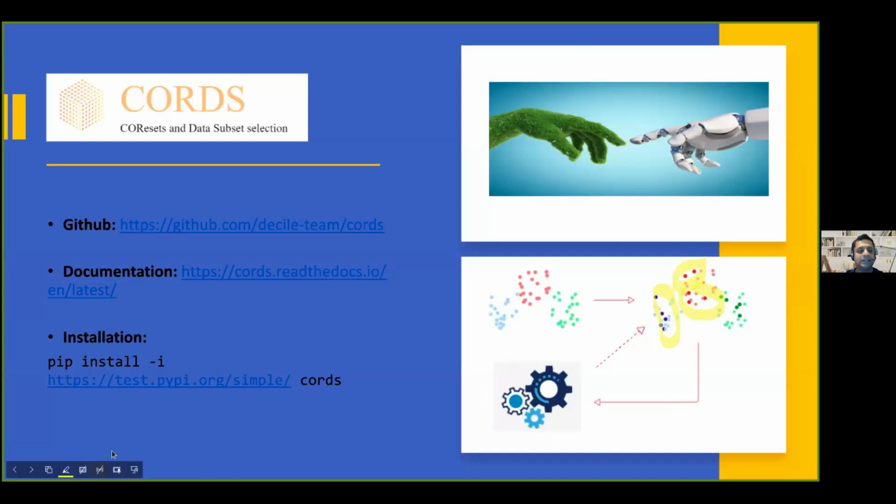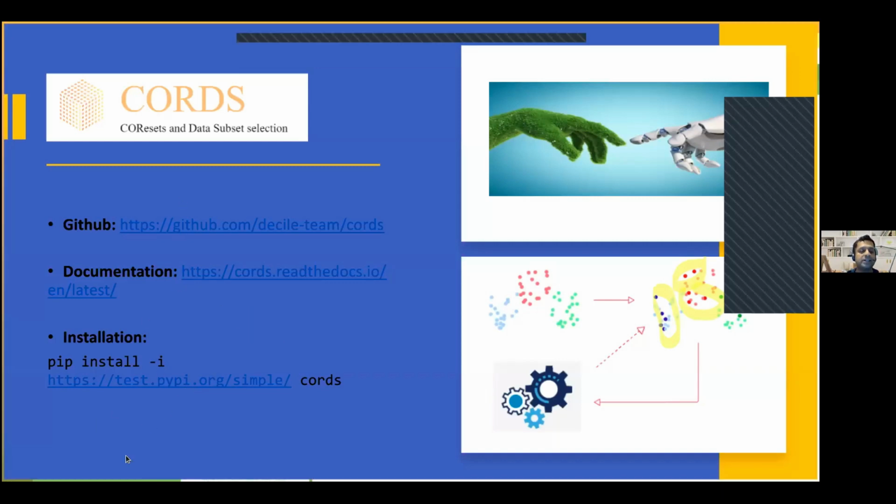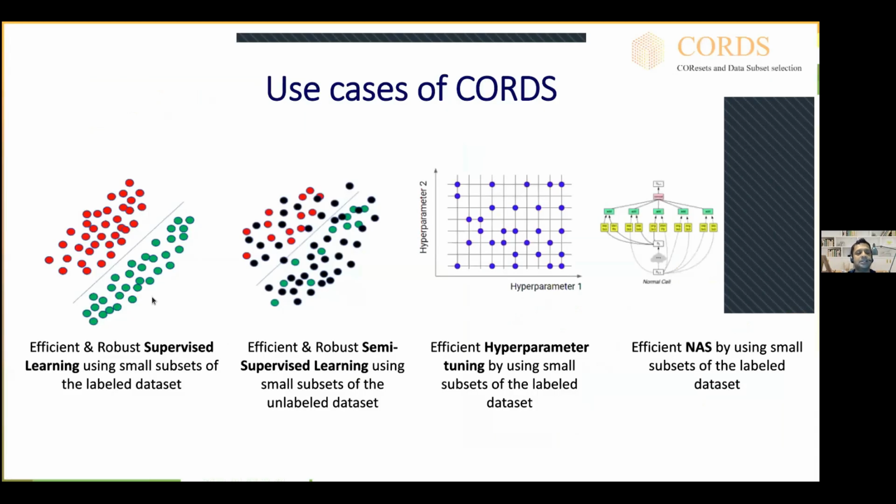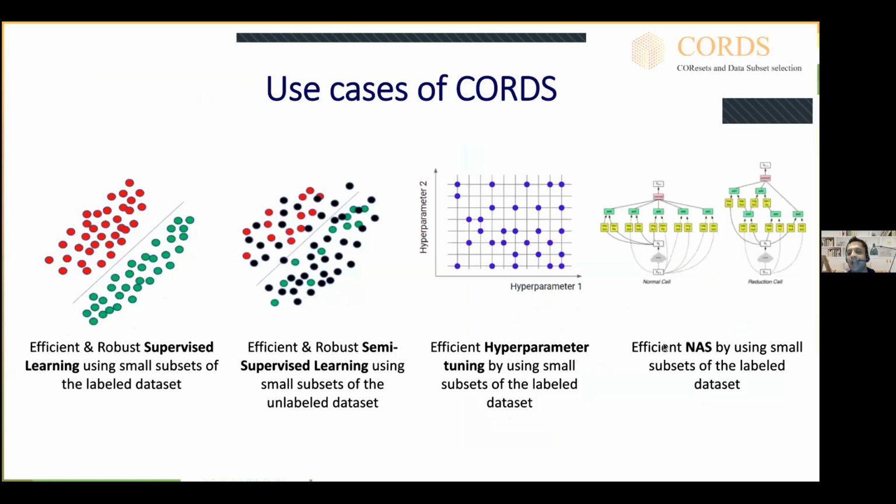So in Chords, we present a whole bunch of core set and efficient training mechanisms. These are some use cases of Chords. You could do efficient, robust, supervised or semi-supervised learning. You could also do efficient hyperparameter tuning by using small subsets of the labeled data. And we're very happy that there's some investigation on network architecture search that we're doing with Colin and the Abacus team.